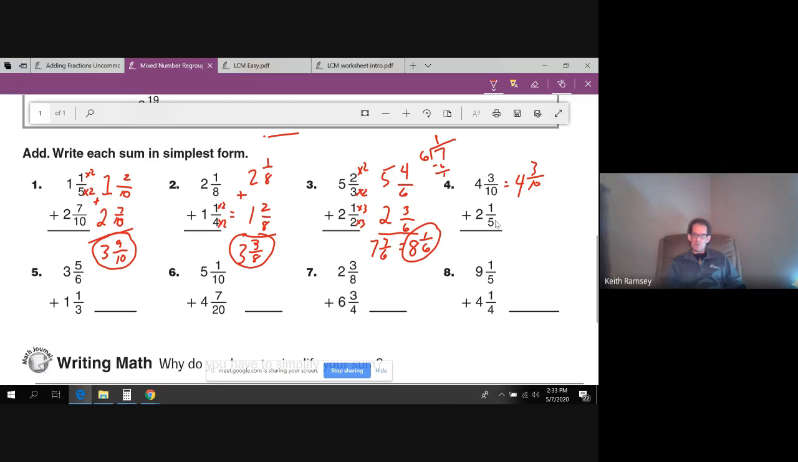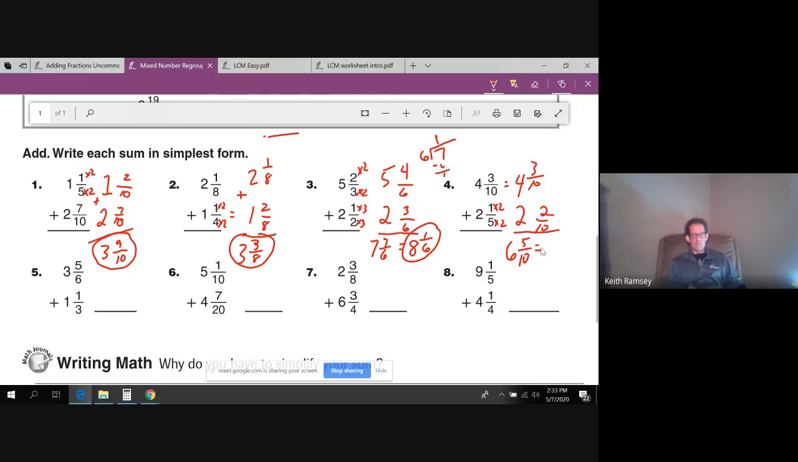This bottom number, I have to multiply 2 times 5 to get 10. Then I have to do the same thing, so it's equivalent. 2 times 1 is 2. My whole number is 2. Now I'm ready to add my whole numbers. 4 plus 2 is 6. 3 plus 2 is 5. And the bottom stays 10.